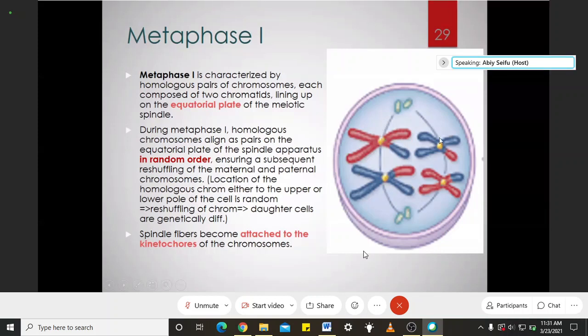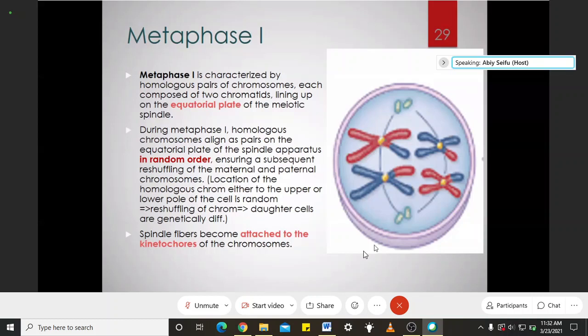Okay? And during this phase, reshuffling takes place, because one homologous chromosome occupies the upper part of the cell, another homologous chromosome the lower part of the cell, and this positioning of the homologous chromosomes, either to the upper part or to the lower part, is a random process. This random positioning will allow reshuffling of chromosomes during metaphase. That is why all the resulting daughter cells have different homologous chromosomes. So this is one source of variation in the case of meiosis.